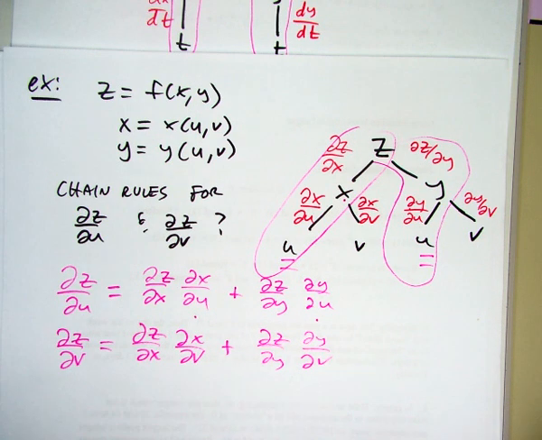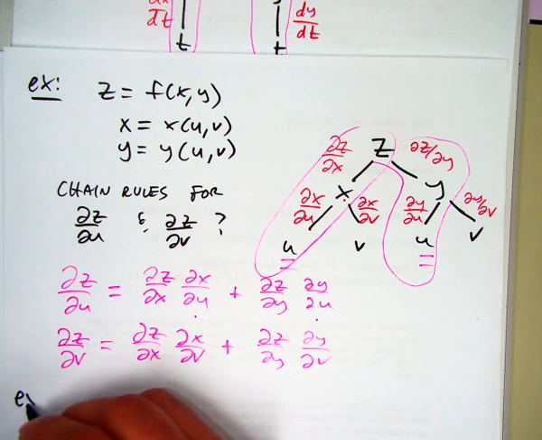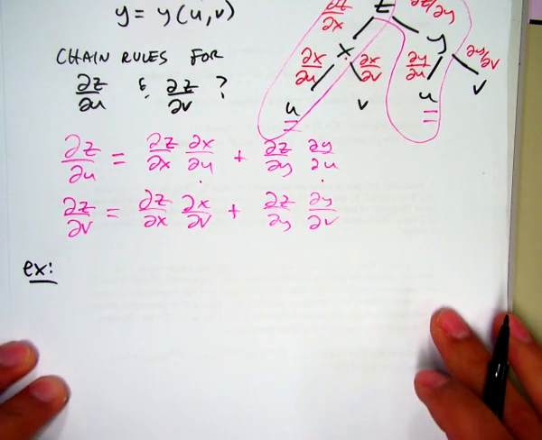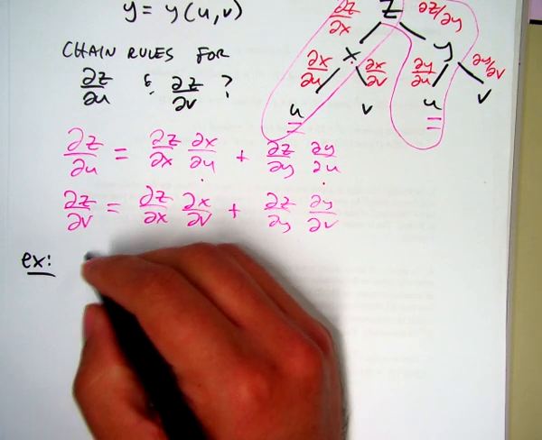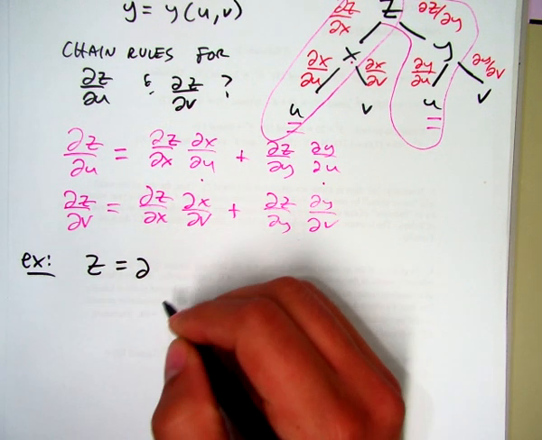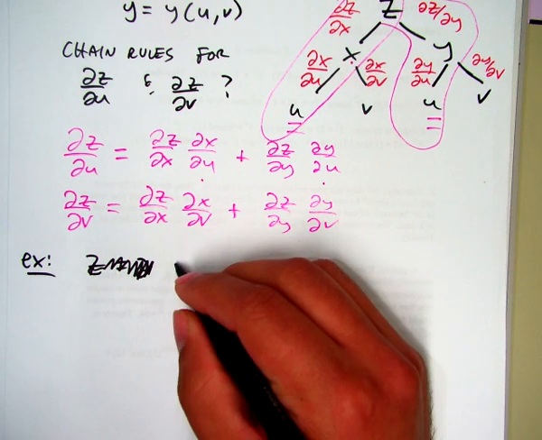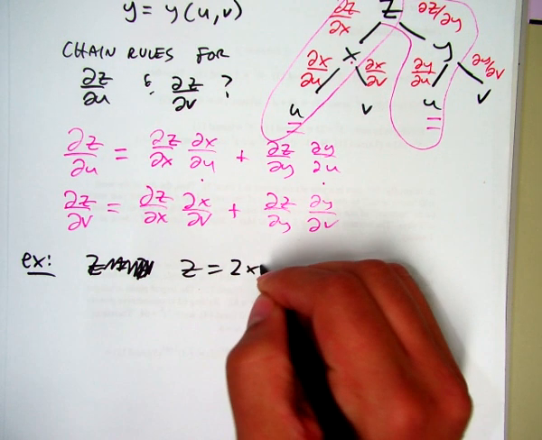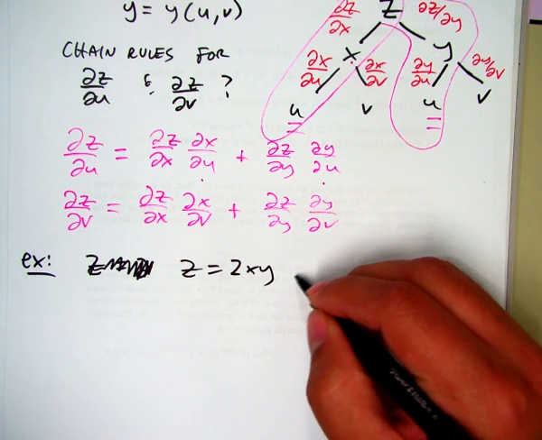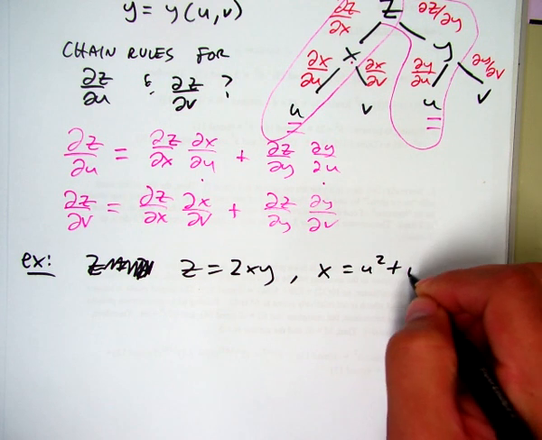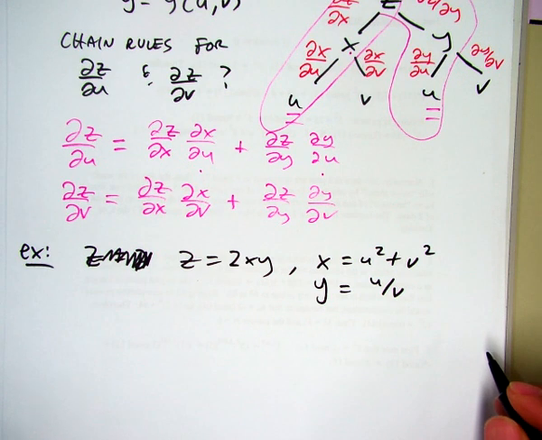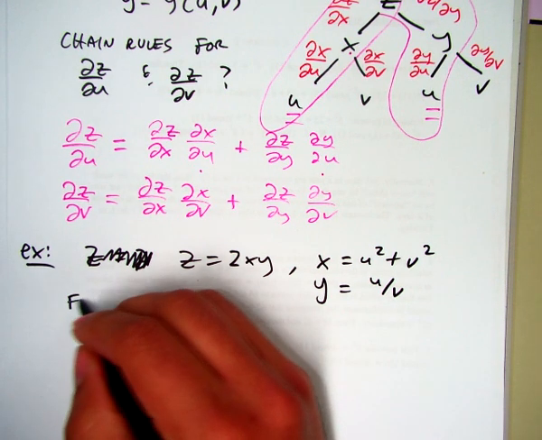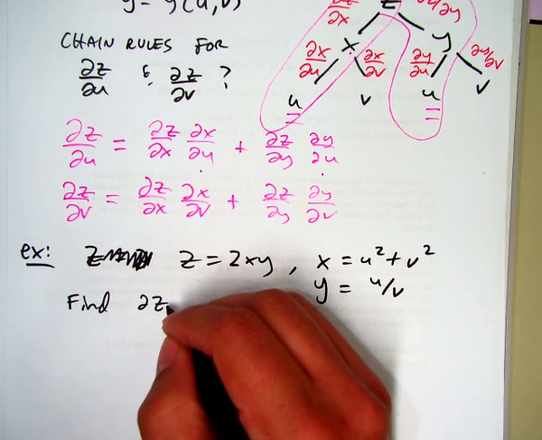So why don't you guys try this example? Let's say z equals 2xy, and let's say x equals u squared plus v squared, and y equals u over v. Go ahead and find partial z, partial u.